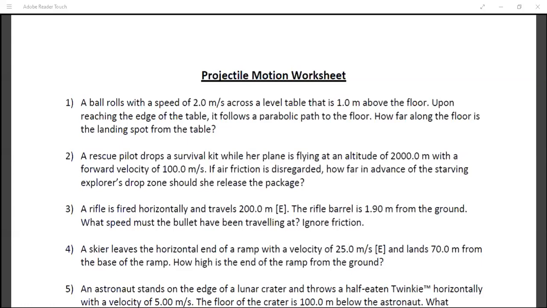Rajesh, just one small confusion I have. Why did you apply 2 meter per second for S is equal to ut plus half at square? You substituted u as 2 meter per second in the second motion equation. Why? I mean, I have to find the landing spot of the ball from the table, right?